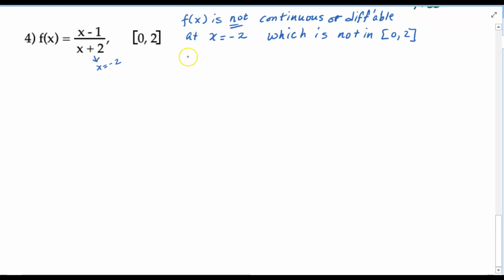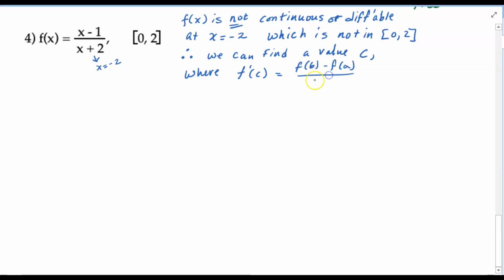That's good. So what we will say is that we can find a value we'll call c, where the derivative equals the slope of the secant. That's what this is saying here. All right, so we just got to take the derivative, and the derivative is actually not even the hard part. The hard part, I think, is solving, but it's not that difficult.